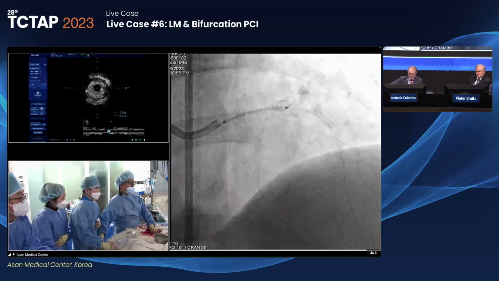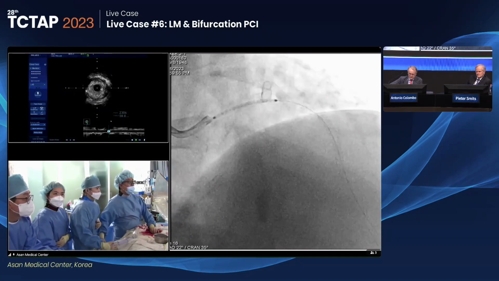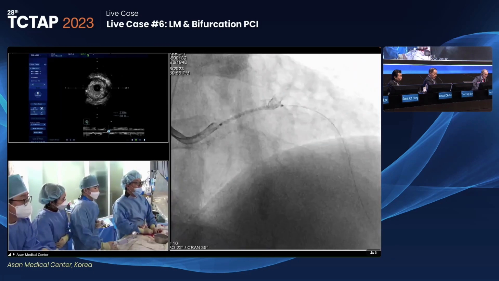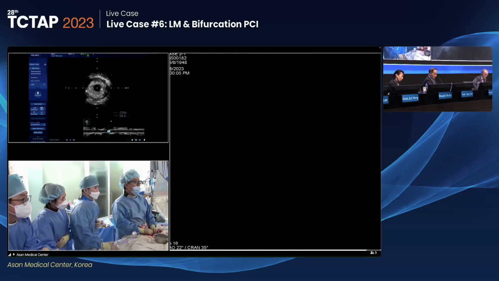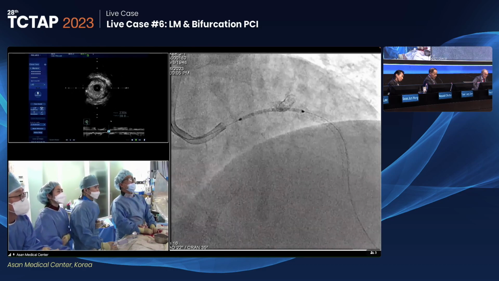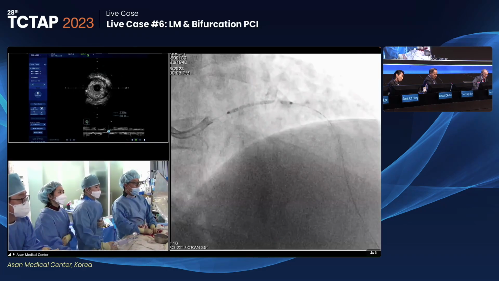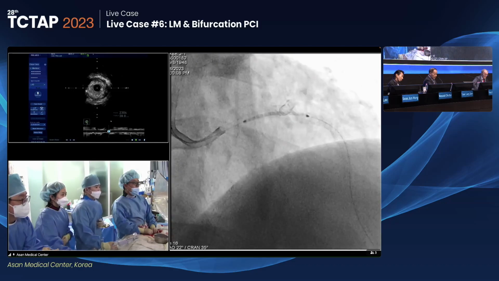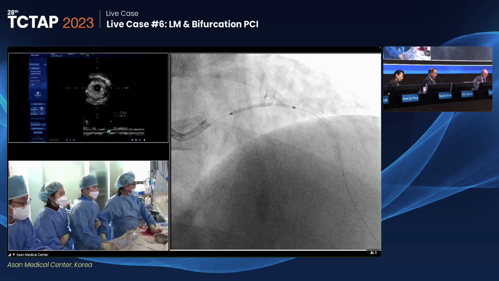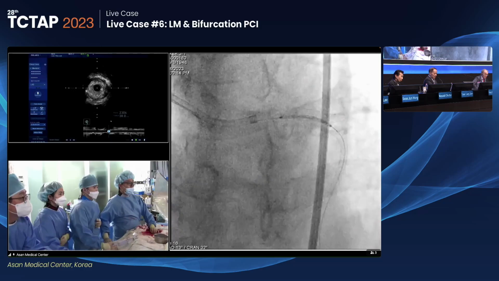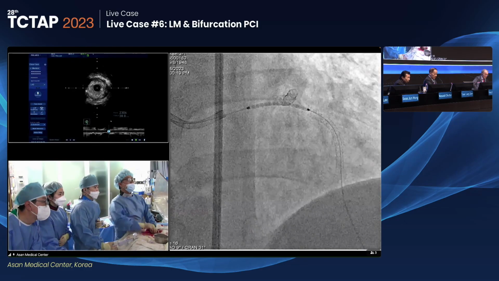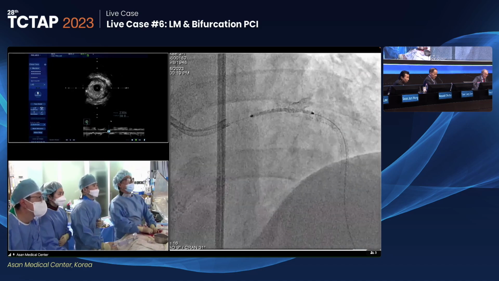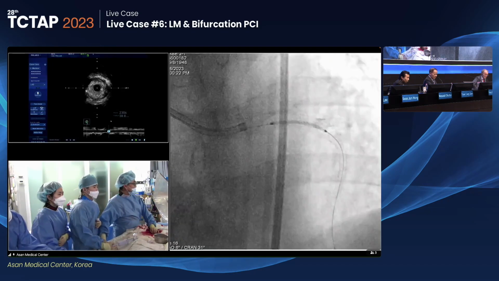I feel there is a small gap between the 2 LAD stents. There is a slight gap, right? I'll advance a bit more. Okay, 0.5 millimeter gap. Yeah, absolutely. Let me check it once again. It's good.